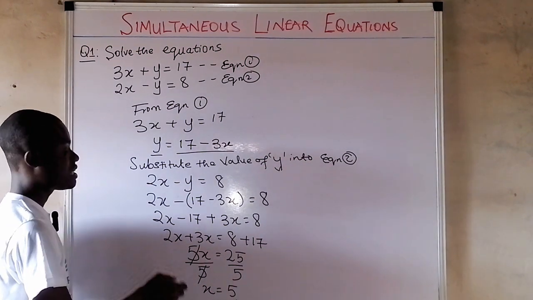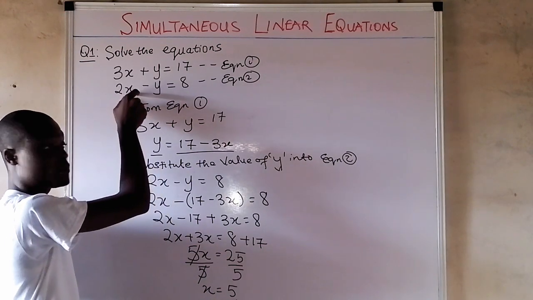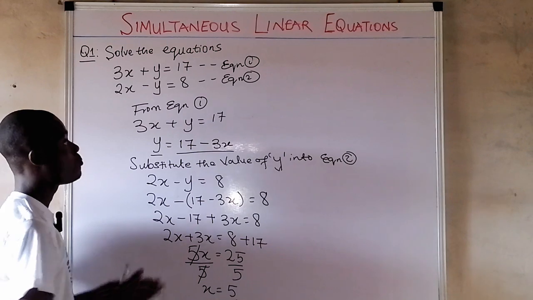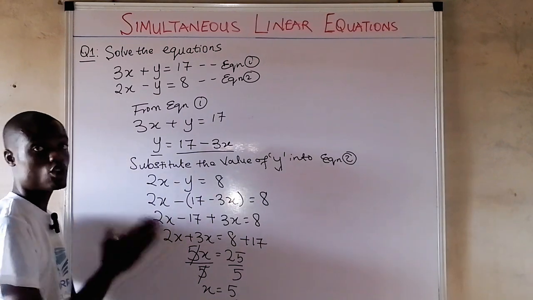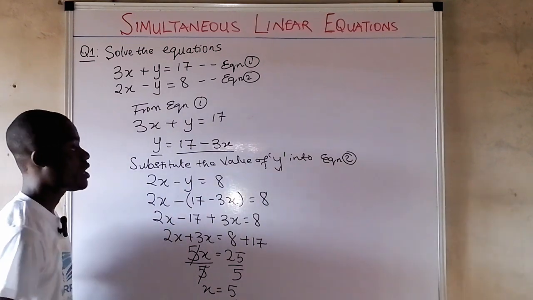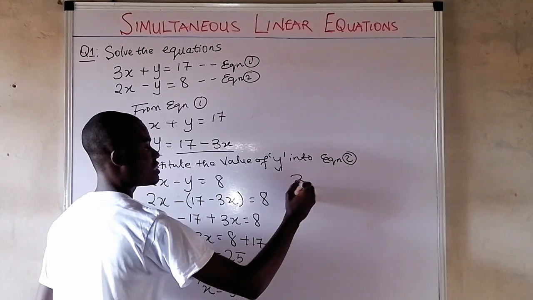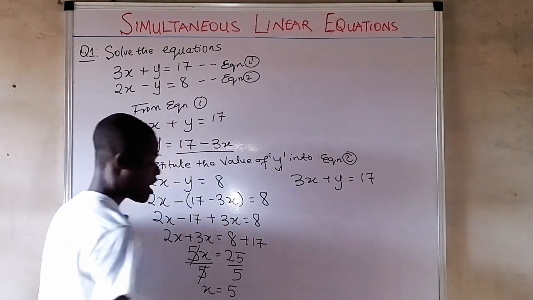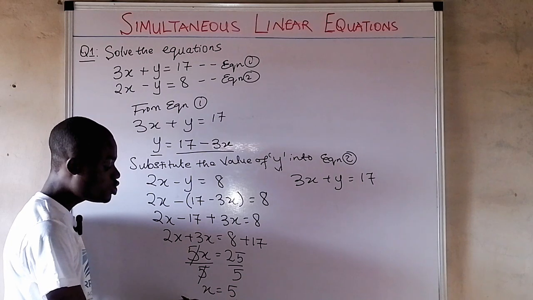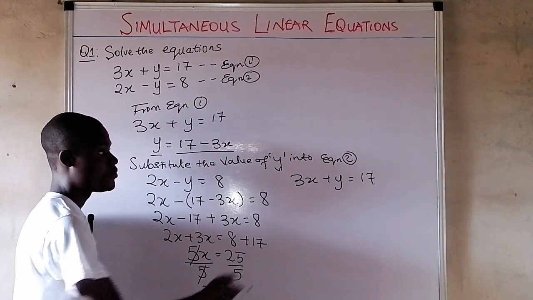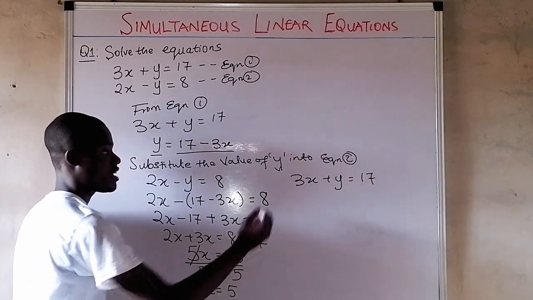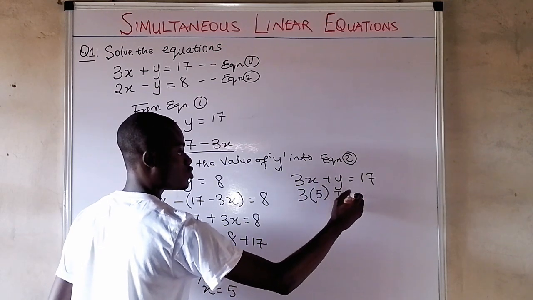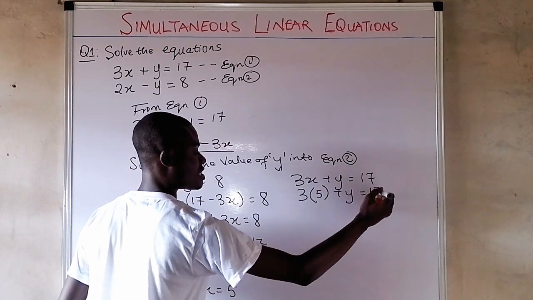So now we have calculated the value of x. We have to also find the value of y. What I'm going to do is pick any of the equations. It can be equation 1 or equation 2. So let's pick equation 1. Equation 1 is 3x plus y is equal to 17. And from calculation, we know that the value of x is 5. So in place of x, I'm going to put 5. So this becomes 3 times 5 plus y is equal to 17.